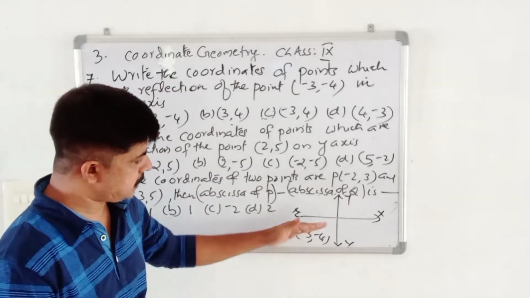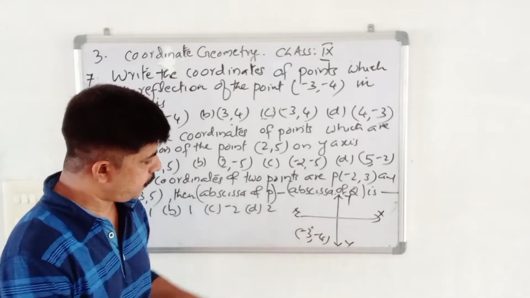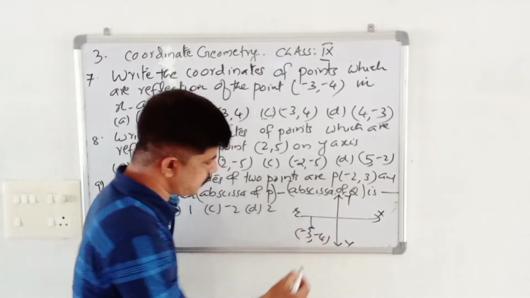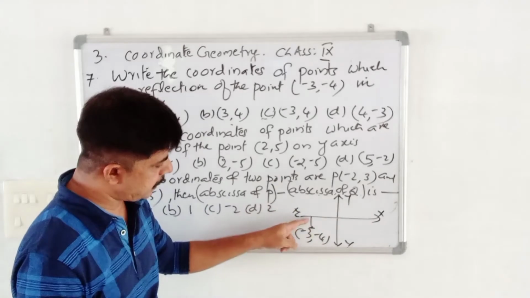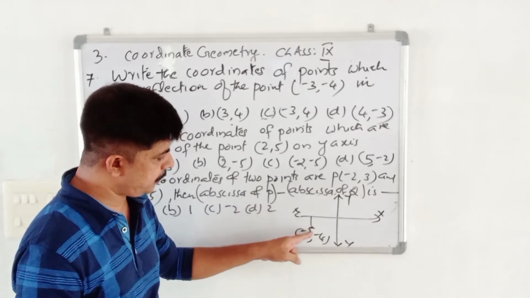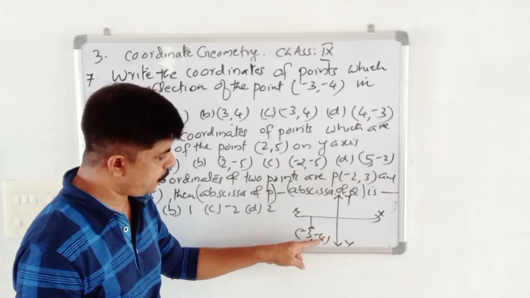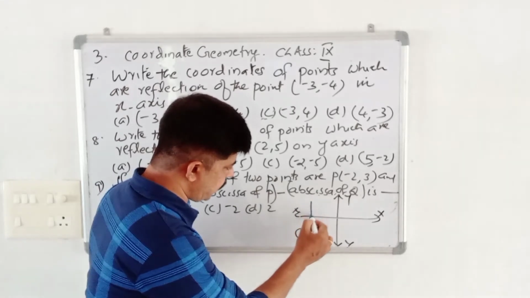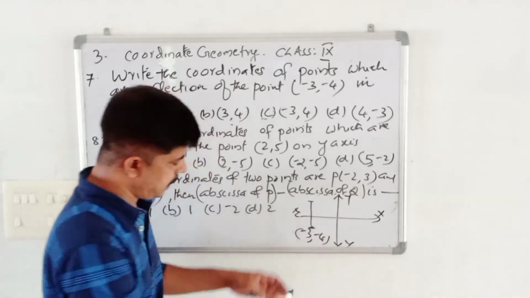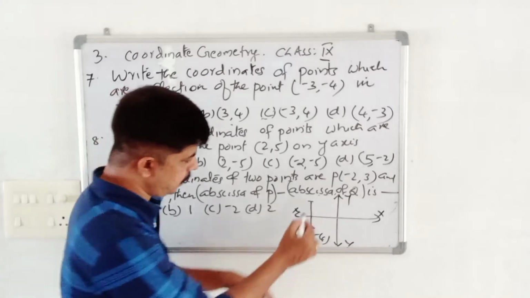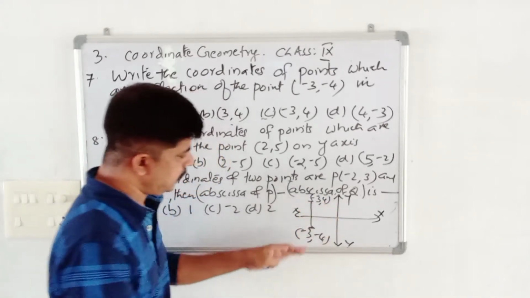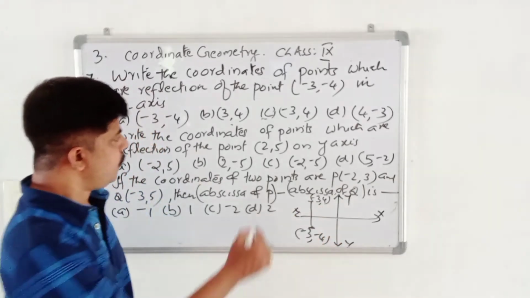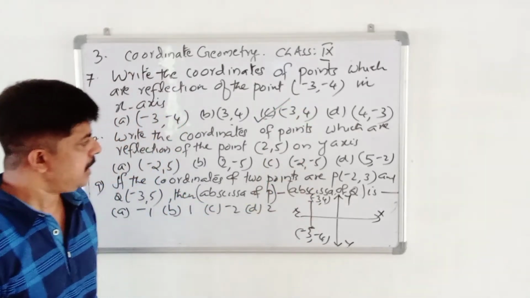Now this is to be reflected. The x-axis will be considered the mirror. Therefore, the same distance will be taken to the opposite side. The x-coordinate will remain the same, negative 3. Negative 4 becomes positive 4 because this is reflection on the x-axis. We measure equal distance on the opposite side. Therefore, the reflection lies in the second quadrant, and our answer is (-3, 4). Option C is the right answer.